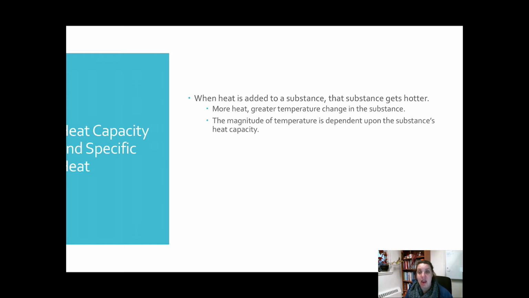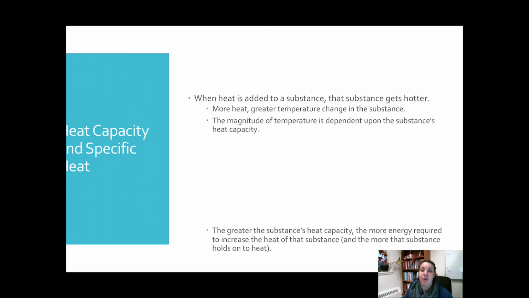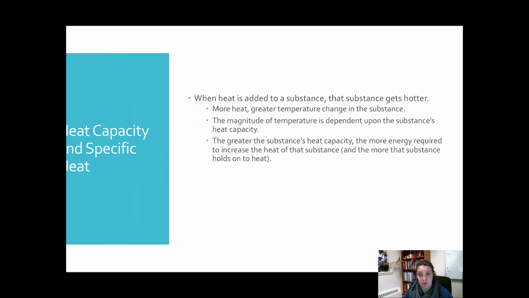So if we have a significant heat capacity of a substance, then it's going to require more heat to increase the temperature of that substance. And it's also going to hold on to more heat as you cool it down. So the greater the heat capacity for a substance, the more heat that's required to heat that substance up, and the more heat that's released as it is cooled down.